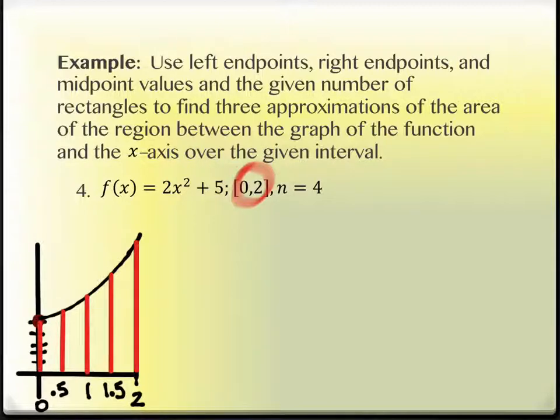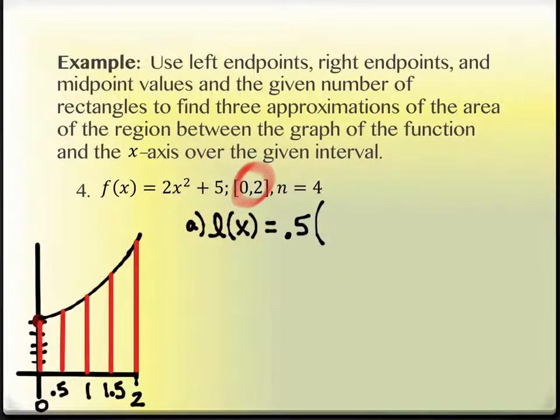And we're supposed to find the left, the right, and the midpoint. So I'm going to split them as though they're like 3 parts to the problem, A, B, C. And I'm going to call the left-hand endpoints L of x, the right-hand endpoints R of x, and the midpoints M of x, just to remind ourselves which one we're on. Okay, so I'm supposed to take every single time the width of the rectangle and multiply with it. So what's the width of each of these rectangles? 0.5, you bet.